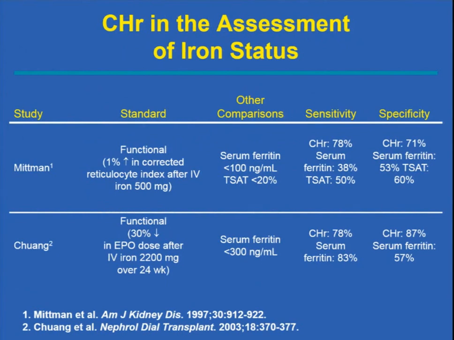These are two of these studies that were done in the late 1990s and early 2000s, comparing the sensitivity and the specificity of CHR to the traditional serum ferritin and TSAT. And as you can see in both of these studies, the CHR actually had a superior predictive value in terms of responsiveness to IV iron.